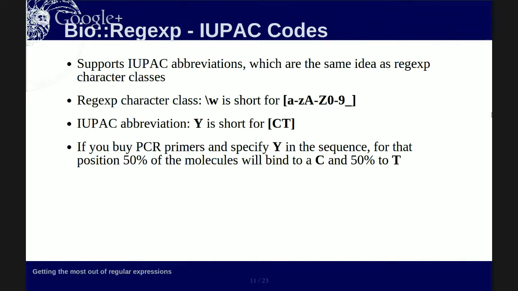But yeah, there's four bases in DNA, right? However, let's say you want to match two of those bases. You want to match A and G, right? Well, there's a special letter in IUPAC codes designated for that. For example, Y here is a shortcut for matching either C or T, right? So in a way, you can think about it kind of like a regex character class, right?